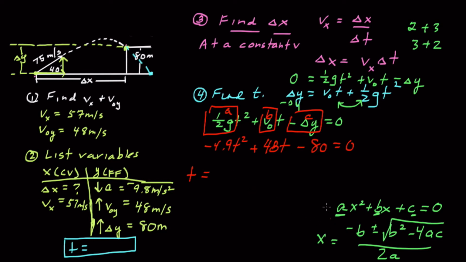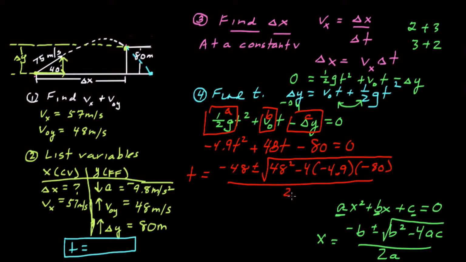T equals negative b. Well, b is 48. My b term is v naught, it's 48 here. So negative 48 plus or minus the square root, and I'm going to put the radical on at the end to make sure it goes over the whole expression here. B squared minus 4a, keep track of that negative sign. C, make sure you keep track of this negative sign. C is an 80, it's negative 80. All over 2 times a, so this is going to be all over 2 times negative 4.9.